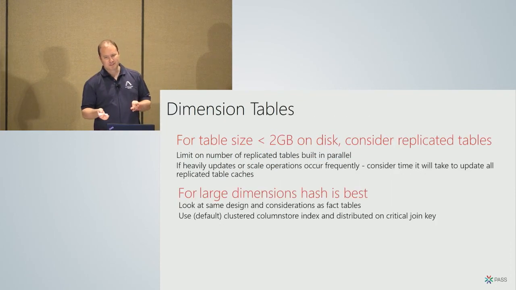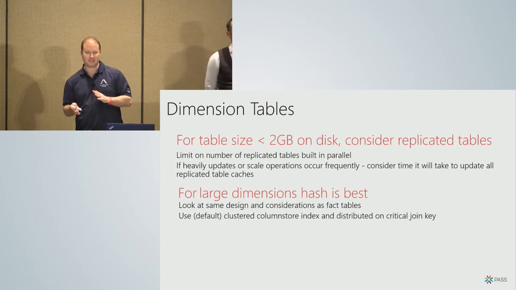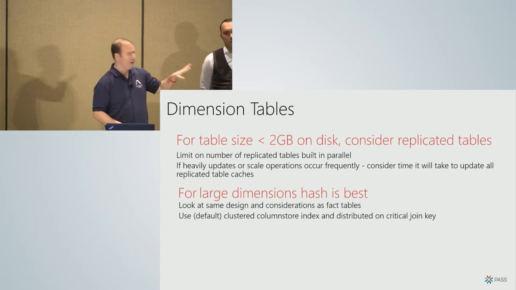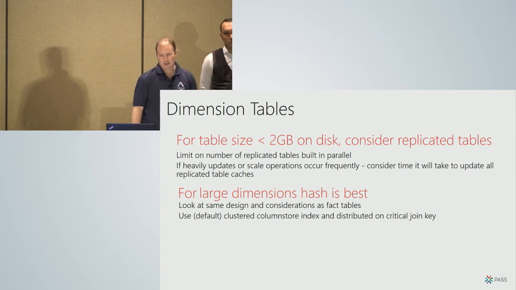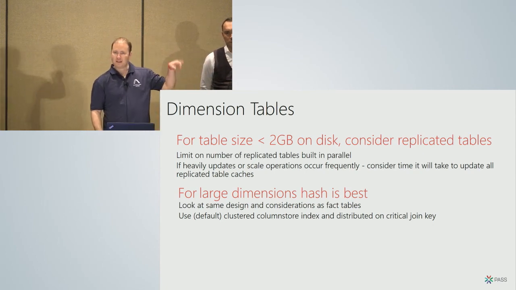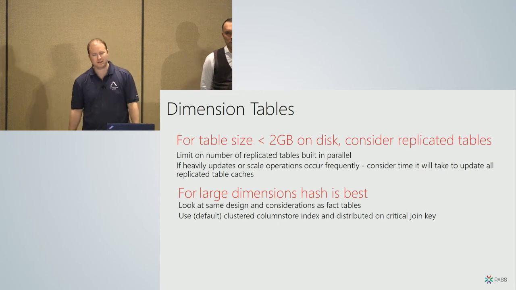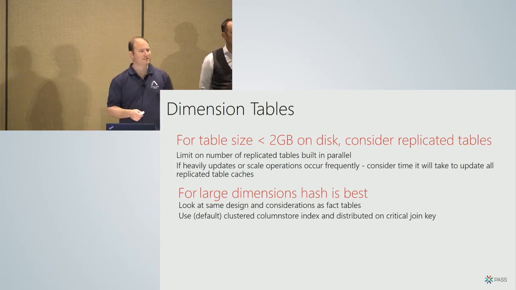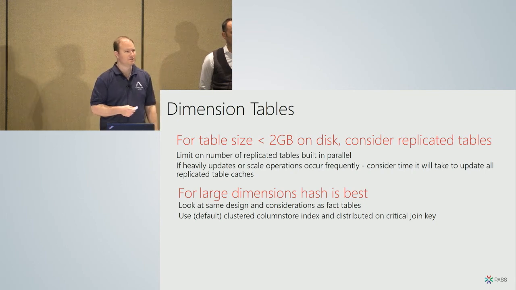For dimension tables, the recommendation for sizes under 2 gig on disk is to consider replicated tables. I mentioned some of the limitations on that. As well, if you scale, you'll have to rebuild the cache there. And for large dimensions, hashing is best. Just treat them like fact tables as well.